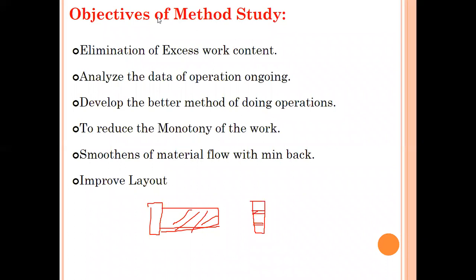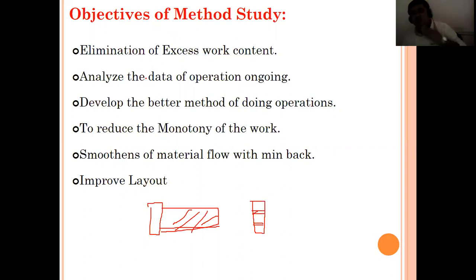I want an answer from your side. Which operations are we doing for the formation of nut and bolt? Sir, many operations we are doing, like drilling, turning, facing, threading, shaping, more and more.